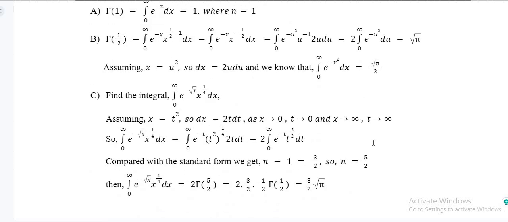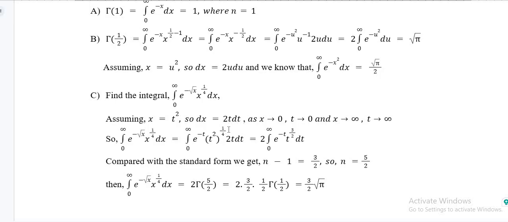Now we have another problem. Now here you have e to the power minus root x, x to the power 1 by 4 dx. Now how to solve it? To make it simple, we will consider x is equal to t square and dx equal to 2t dt.